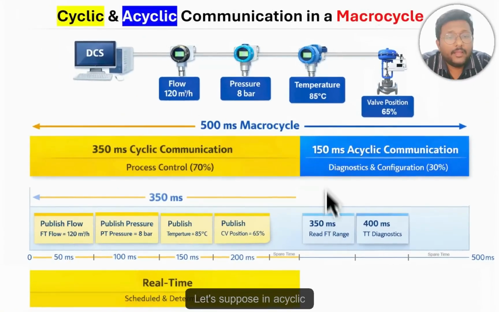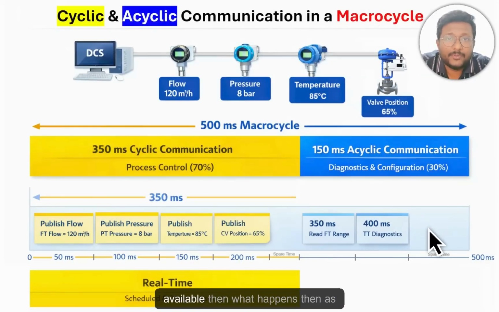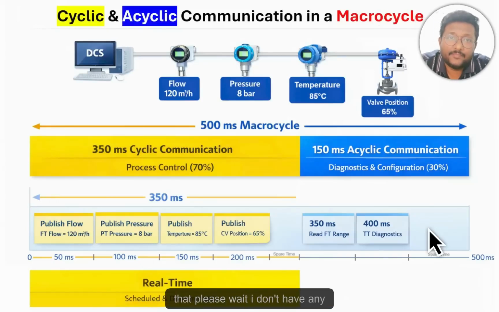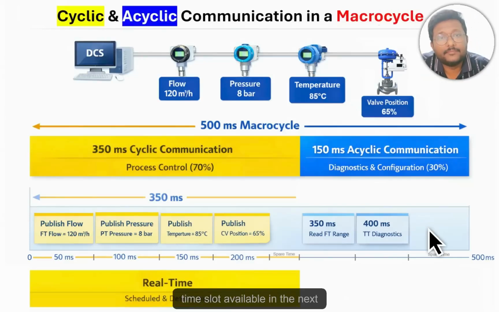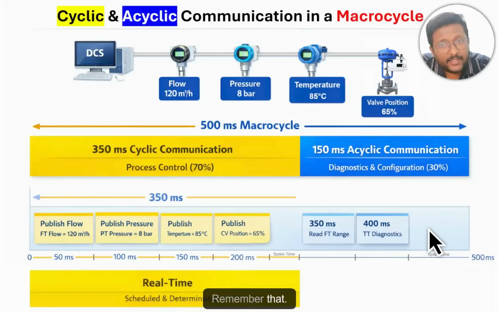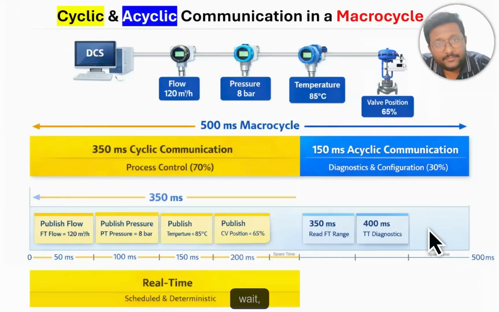Let's suppose in acyclic communication, there is no time slot available. Then what happens? Then, as this is the lowest priority, the link active scheduler will instruct that please wait, I don't have any time slot available. In the next macro cycle, if there is a time slot available, then it will assign that time slot. In the acyclic communication only, remember that. If there is any time slot available in cyclic communication, it will not assign. Only the acyclic communication, if there is a time slot, it will assign. Otherwise, it has to wait.